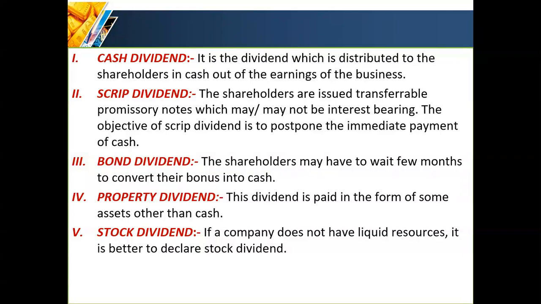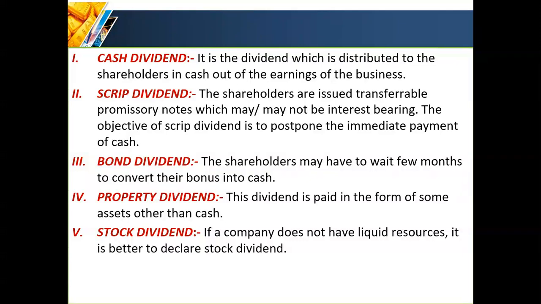Number of shares may increase, but not the value. Issue of scrip dividend is sometimes opted by the company due to temporary liquidity problems, when the company is not in a position to pay. If the company is not in a position to have liquidity, then what will happen? The company is going to opt for scrip dividend. The object of scrip dividend is to postpone the immediate payment of cash.